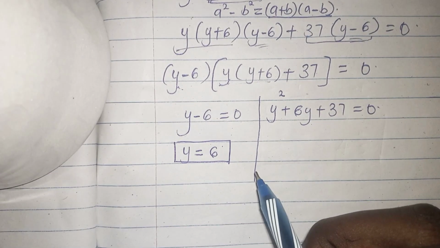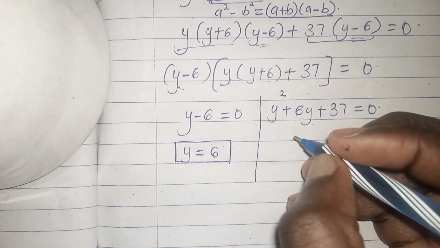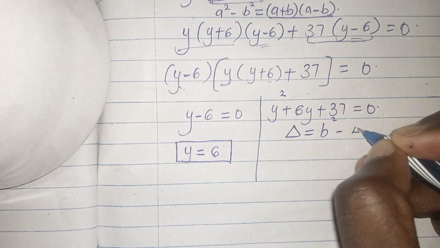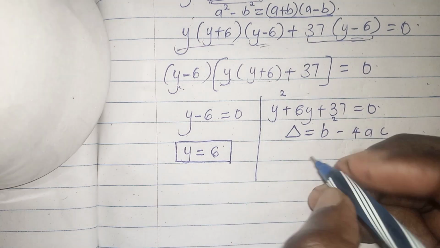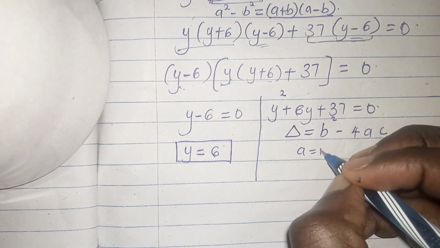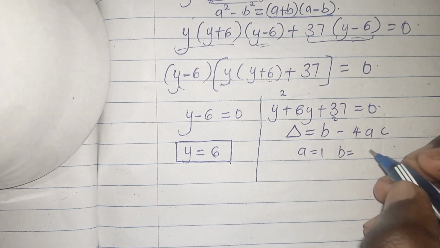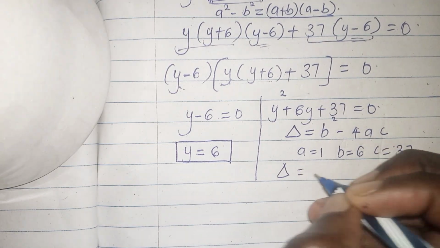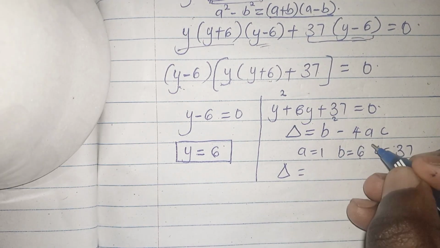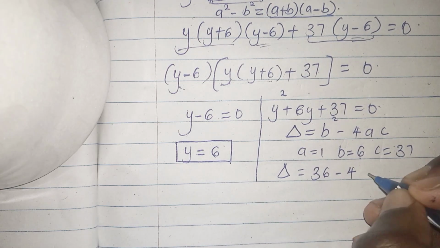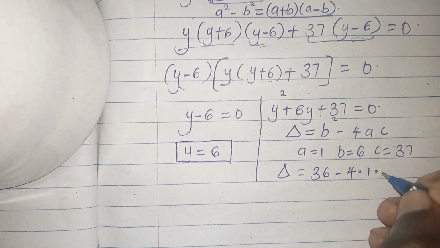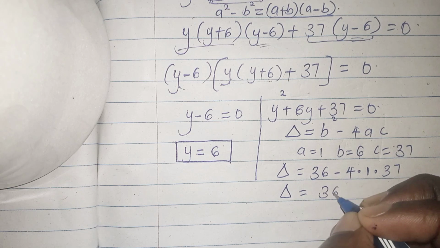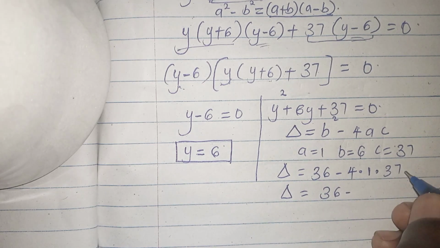Because we want to get the real value of x, we are going to use this formula. Discriminant is equal to b squared minus 4ac. From our equation, our a is the coefficient of y squared, which is 1. Our b is the coefficient of y, which is 6. And our c is this constant here, 37. So then delta is equal to b squared, which is 6 squared is 36, minus 4 times a, which is 1, times c, which is 37. So delta is equal to 36 minus 4 times 37, which gives us 148.